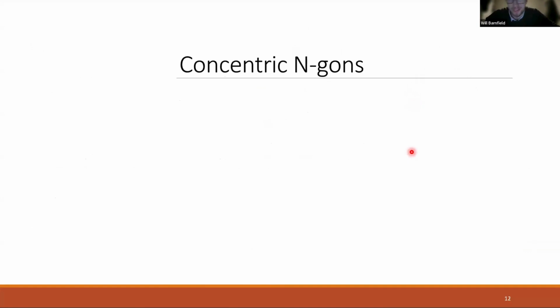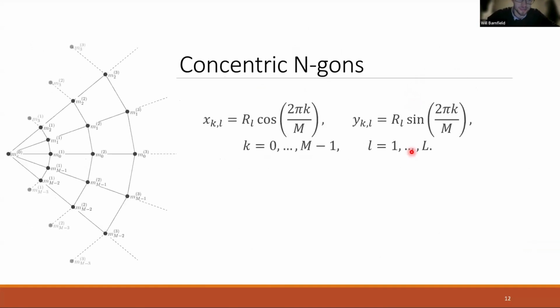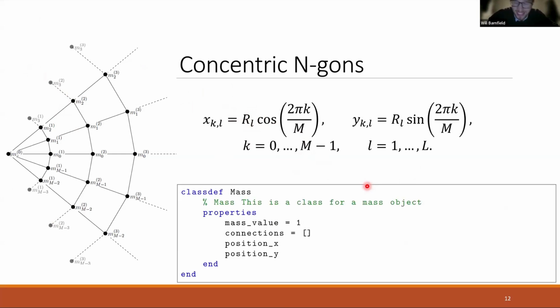So next I thought, what would happen if we included concentric N-gons? So basically adding more. Now this diagram looks a bit more complicated, but we basically just added more N-gons. The equations for the x and y positions now have this R_l, where this R will be a vector of radii that's gradually increasing. And yeah, so this system becomes slightly more complicated.